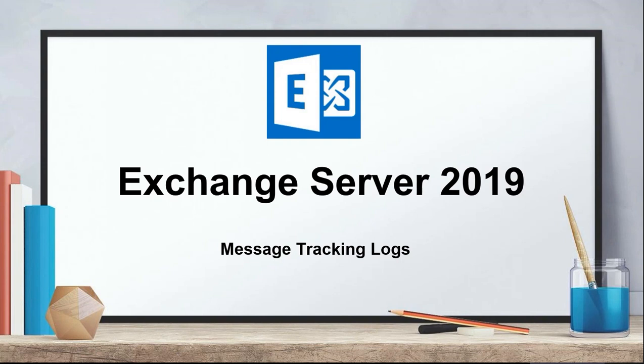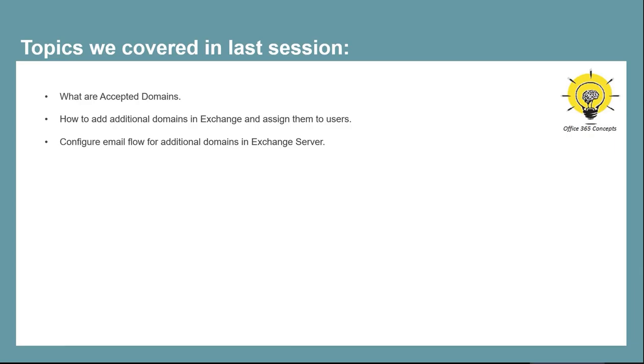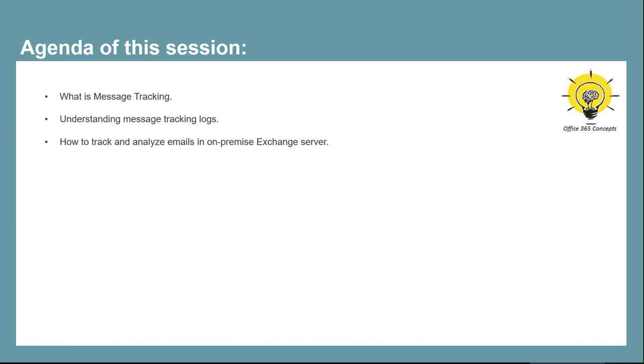Welcome to the next video of this entire series on Exchange Server 2019. In the last video, we talked about accepted domains. We discussed how to add additional domains in accepted domains and how to configure these domains to receive emails from the internet. In this particular video, we will be talking about message tracking. We will discuss how to track emails in Exchange 2019. What are the different ways to track emails?